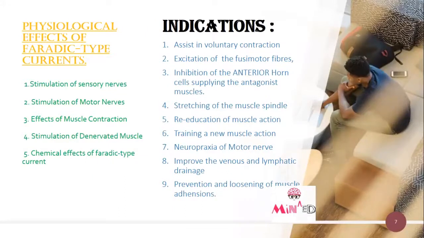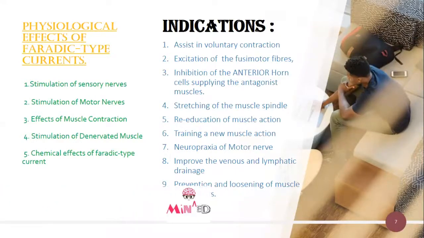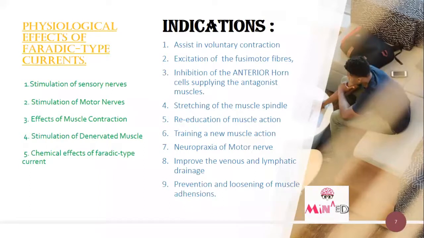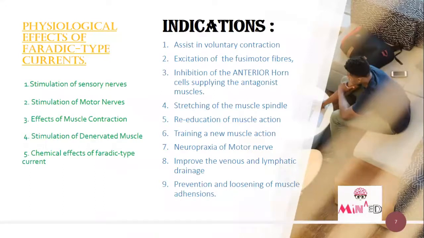Next, what are the physiological effects of Faraday type current? Stimulation of sensory nerves. We can stimulate the sensory nerves by the Faraday type current. We can also stimulate the motor nerve. Motor nerves supply our muscles, affecting muscle contraction. If the muscle is denervated or partially innervated, we can contract it by giving Faraday type current. Okay.